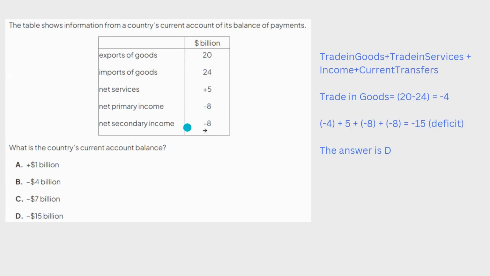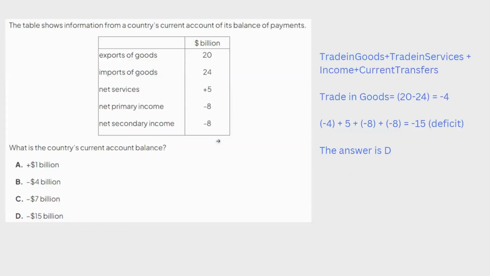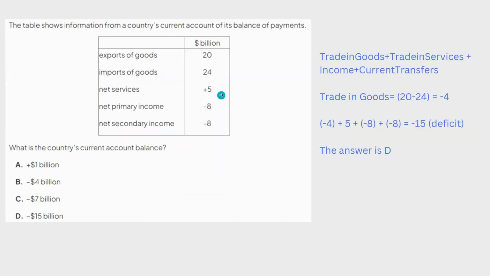Then we have net secondary income, which is current transfers. When there's the word net, they have already done these calculations. That's why there's the word net, so you don't have to calculate it.